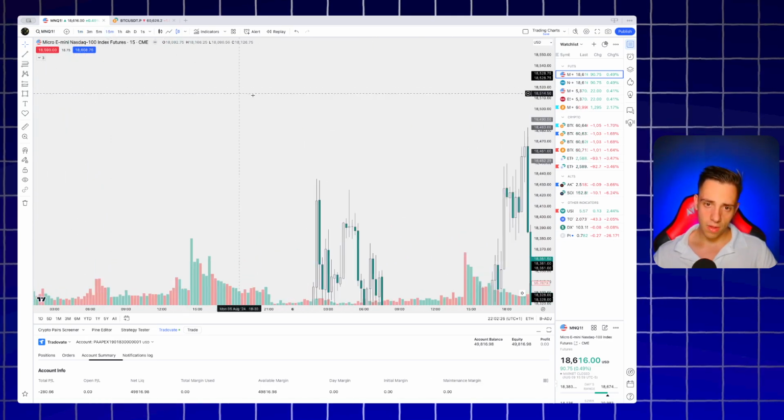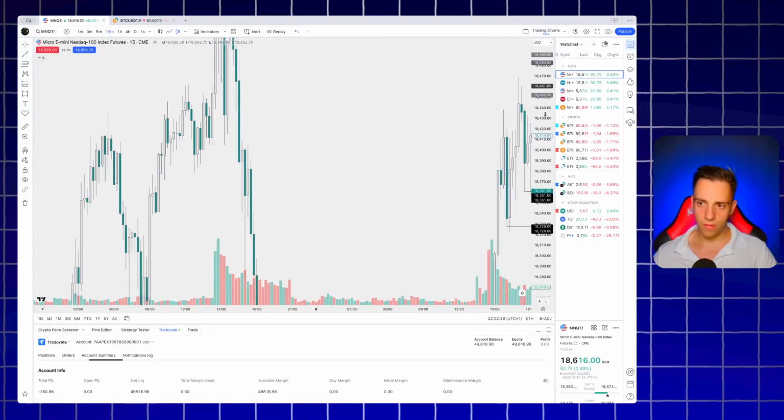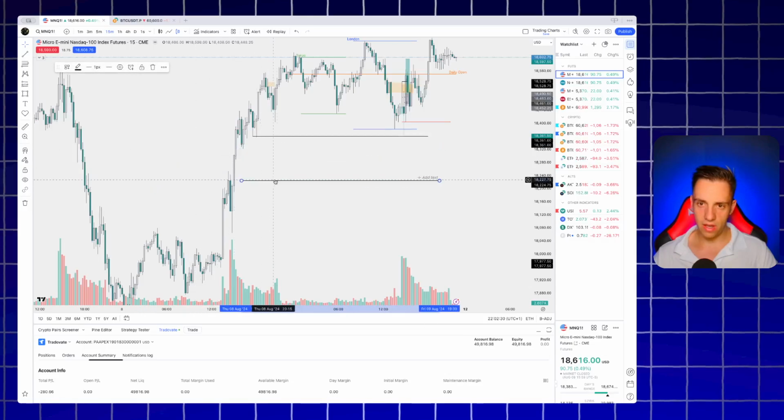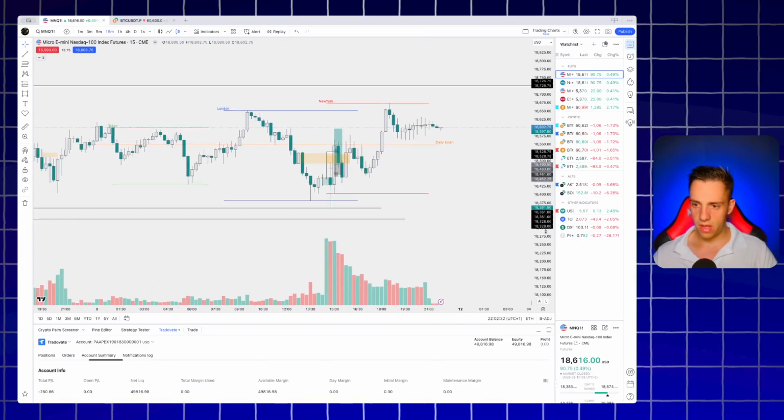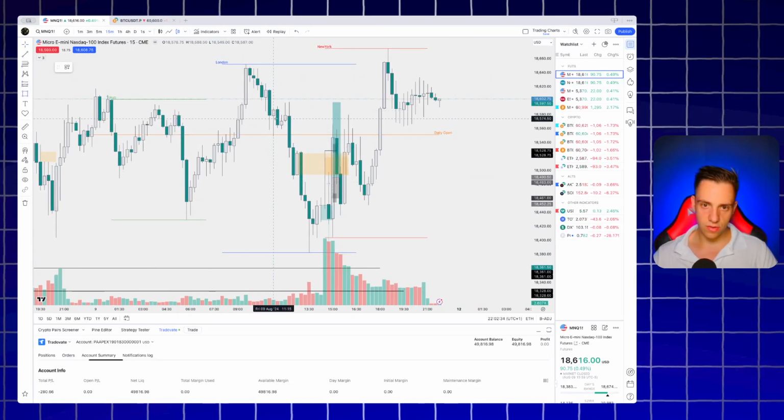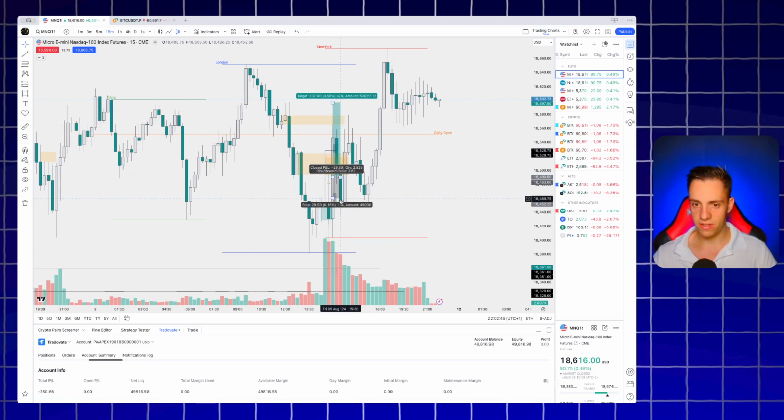Although taking profits here would not have been a bad idea at all, because since these two 15-minute order blocks were untouched, there was a high chance that price would react from them. But then again, I was just expecting price to maybe go here, maybe wick through, my stop loss would have still been protected, and then go higher.